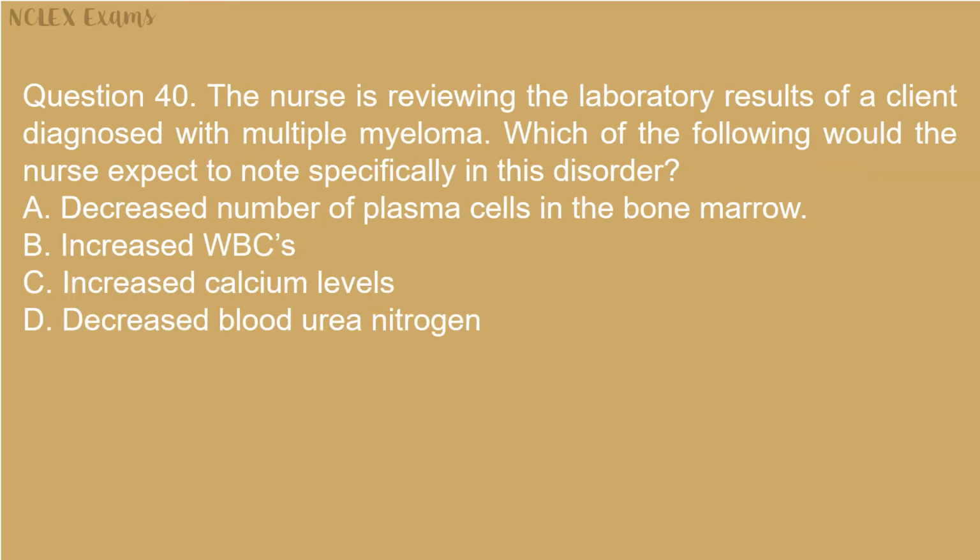Question 40. The nurse is reviewing the laboratory results of a client diagnosed with multiple myeloma. Which of the following would the nurse expect to note specifically in this disorder? A. Decreased number of plasma cells in the bone marrow. B. Increased WBCs. C. Increased calcium levels. D. Decreased blood urea nitrogen.